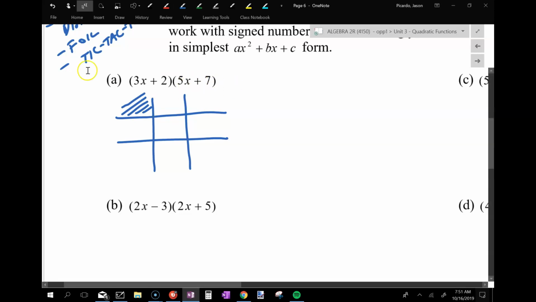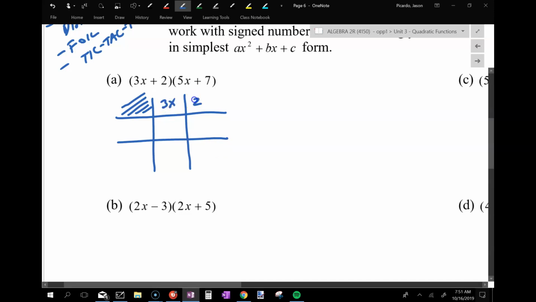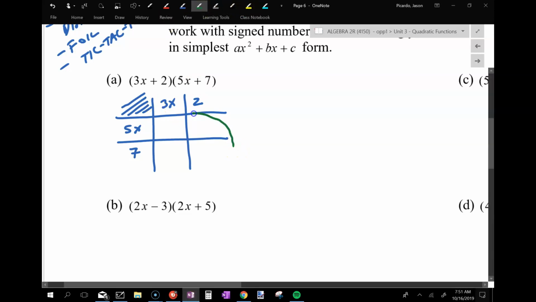Then you're going to write down 3x plus 2 and 5x plus 7 here and here. Now it really doesn't matter which side you put those, right? You can alternate where you put them. And then what I have my students do is draw a nice circle around these 4 boxes, because those 4 boxes are going to be my solution.